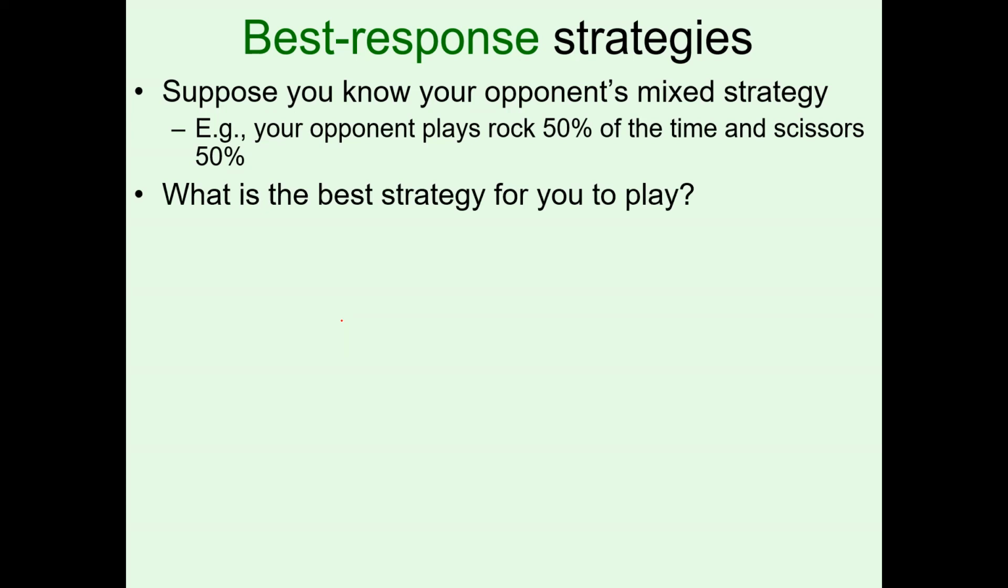So, in response to that, you know your opponent will play 50% of the time scissors, 50% of the time rock. What is your strategy? If you... Yeah. What happens to this? It actually becomes a risk. No problem.